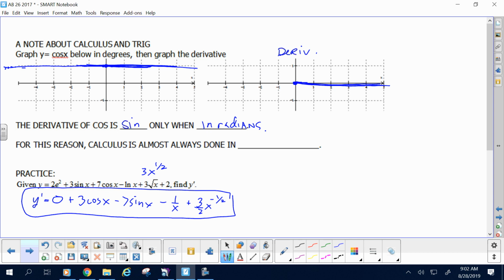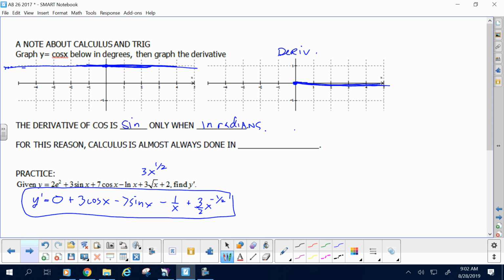If I say, hey, what's the derivative of cosine when you're in degrees? You say, I don't know, because it's not sine. It's actually sine times pi divided by 180, or roughly 1/60 of sine. But we'll talk more about that in chain rule. My point is this. All calculus is in radians. Always. All the time. 100%.